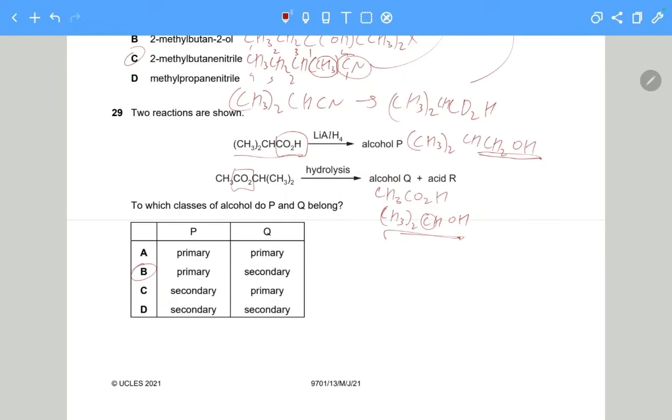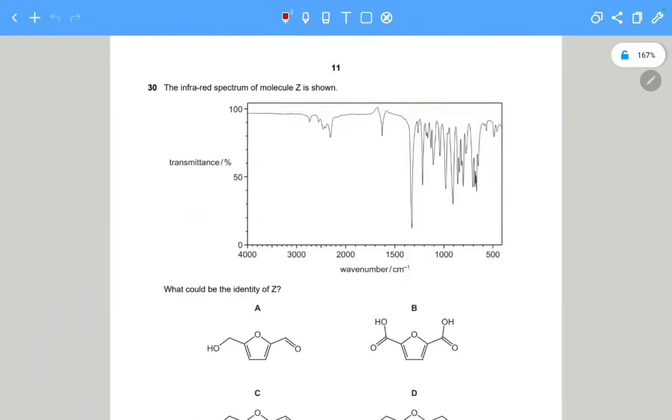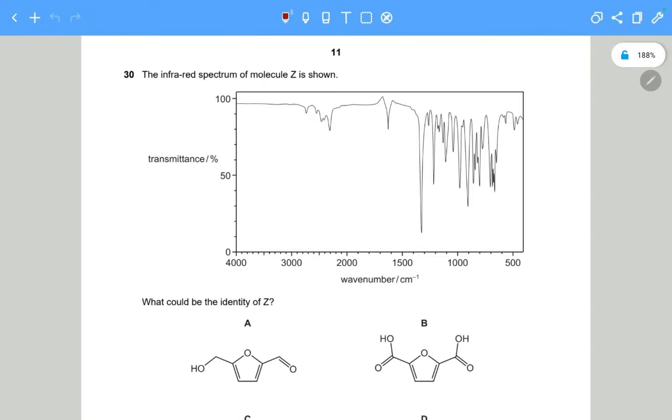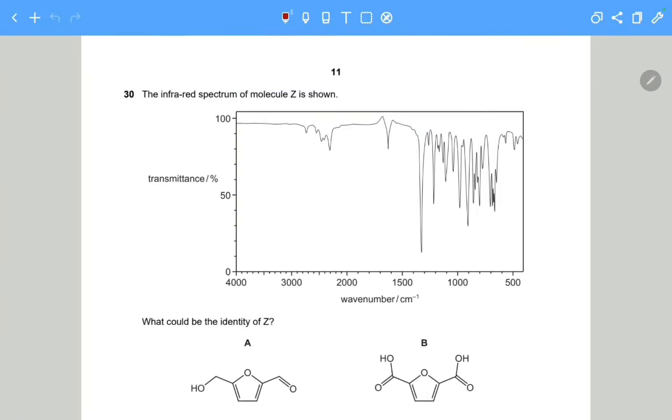Question 30. The infrared spectrum of molecule Z is shown, and what could be the identity of Z? Before looking at the molecules that are given in the options, let's decipher this spectrum. Around 1300 we have a sharp peak which is a C-O single bond. Then we have a weak peak around 1700 which is a carbon-carbon double bond, and then we have some weak peaks over here, and these correspond to CH stretches.